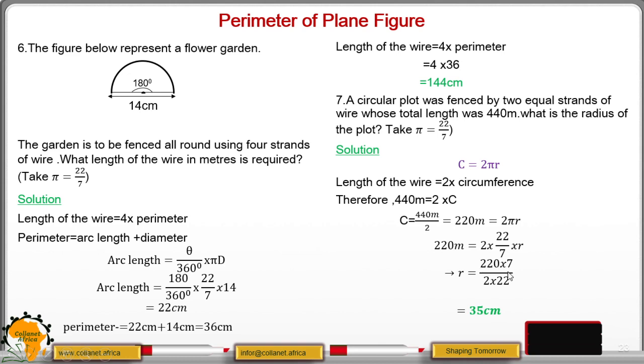Again, make sure that you cancel out like that. This one is easier. By 22, 1, by 22, 10. So it will be 10 times 7. You get 70 divided by 2, you get 35. So make sure that you practice a lot.